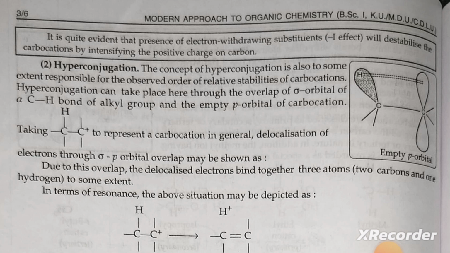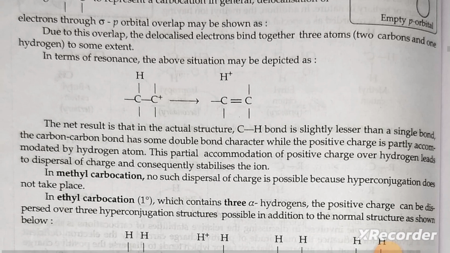Hyperconjugation can take place here through the overlap of sigma orbital of alpha C-H bond of alkyl group and the empty p orbital of carbocation, taking C-H single bond C positive to represent a carbocation. In general, delocalization of electron through sigma p orbital overlap may be shown as follows. Due to this overlap, the delocalized electron binds together 3 atoms, 2 carbon and 1 hydrogen, to some extent. In terms of resonance, the above situation may be depicted as follows. The net result is that in actual structure, the C-H bond is slightly less than a single bond. The carbon-carbon bond has some double bond character, while the positive charge is partially accommodated by the hydrogen atom. This partial accommodation of positive charge over hydrogen leads to dispersal of charge and consequently stabilizes the ion.